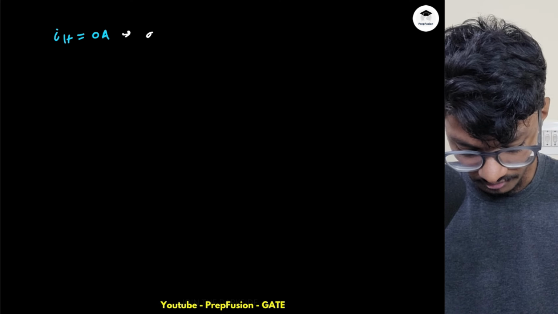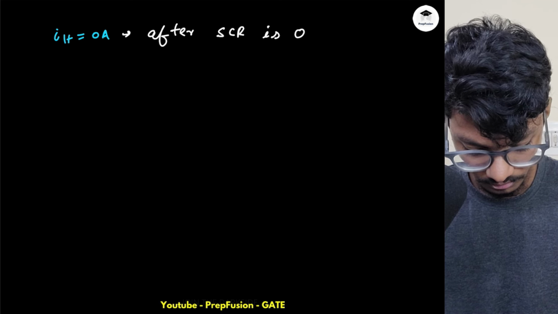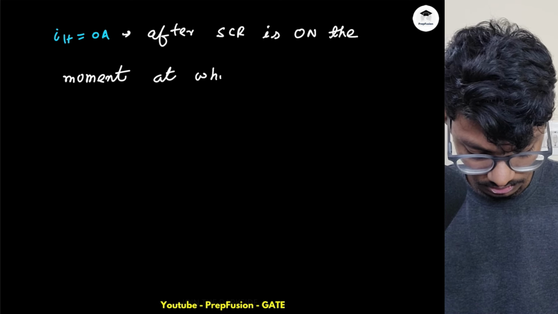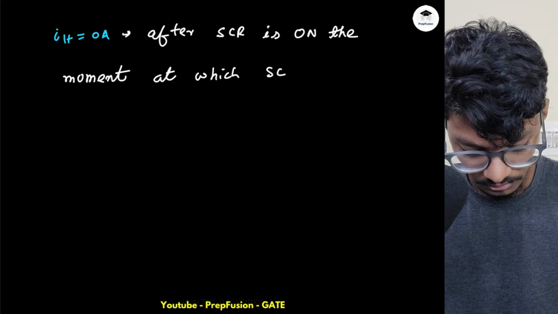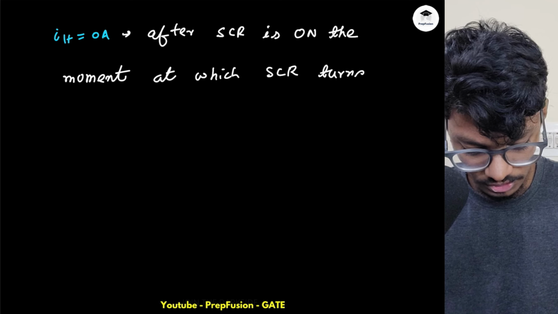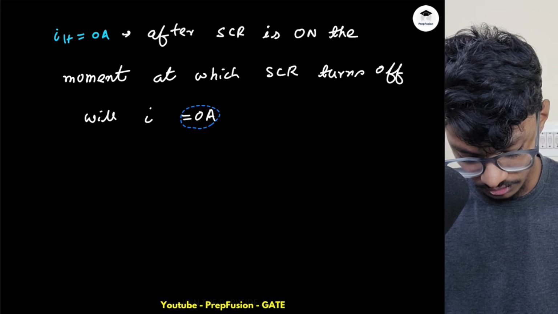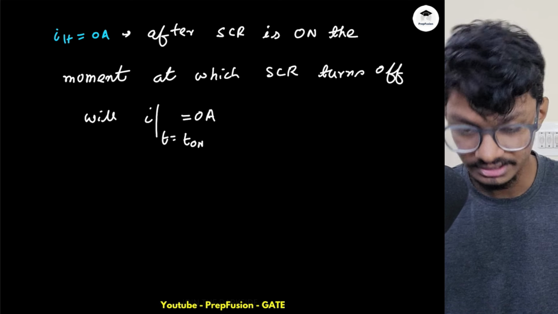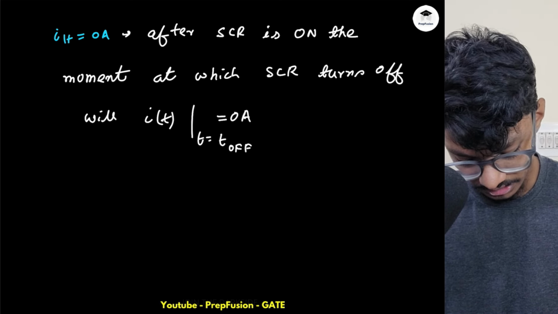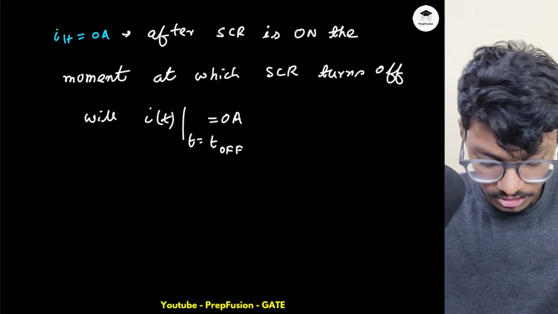So after the SCR is on, the moment at which the SCR turns off will be when I equals 0 amperes, right? When the current at T equals, let's say, T on, up until this the device is on, or I will say T off, after this the device is off. The current through the SCR, that is the series current, reaches 0 amperes, and the next time it will turn off again, and it will remain forever off. I will explain why. For this I need the current equation.